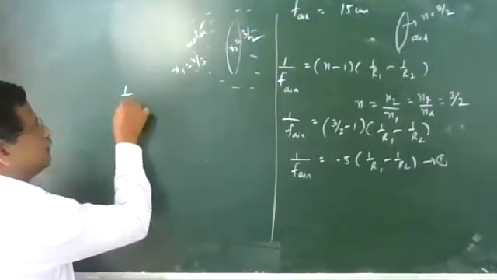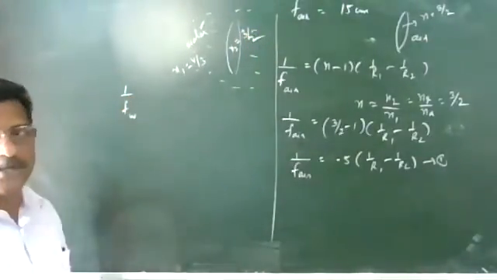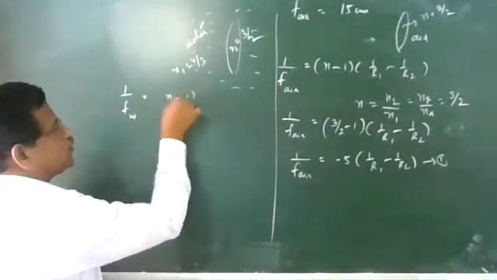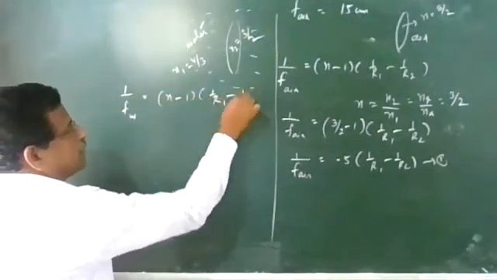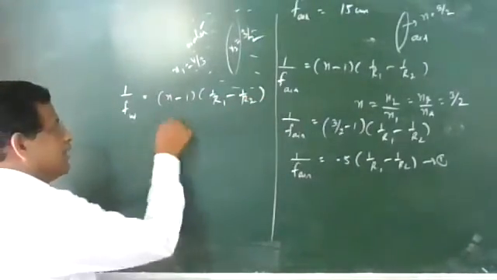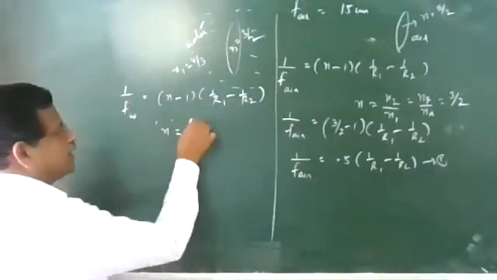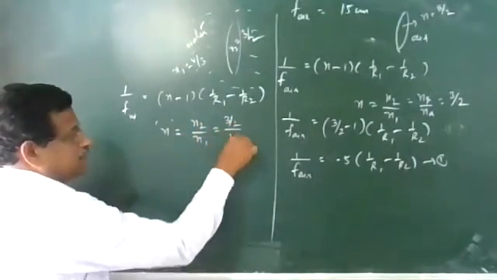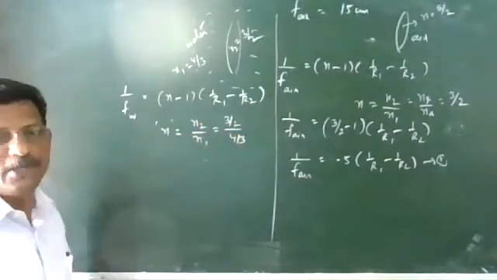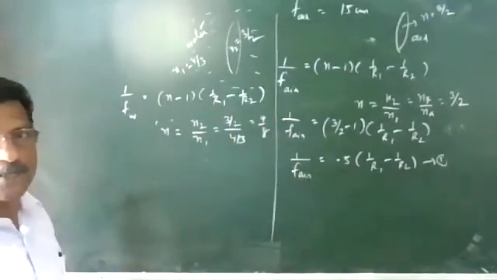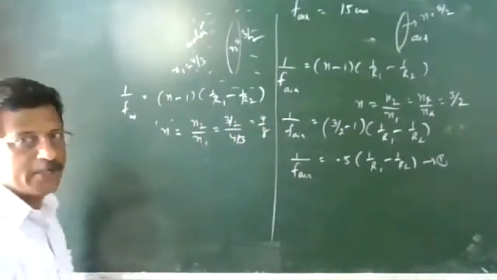So focal length in water, Fw, I am writing. This is equal to (n minus 1) into (1 by r1 minus 1 by r2). What does n stand for? N means the refractive index of the second medium with respect to the first. Second medium is glass, first medium is water, 4 by 3. This is equal to 9 upon 8. Refractive index value is 9 by 8.